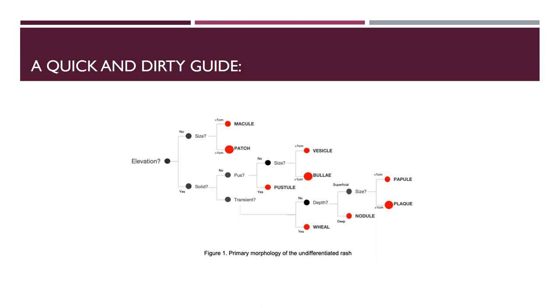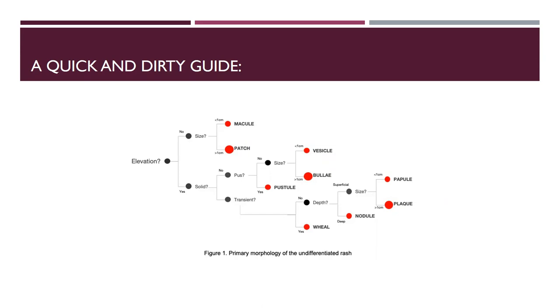If it's not flat, then it is presumably elevated, in which case you then ask, is it solid or not? If it is solid, you talk about depth. So if it is solid and superficial, it can be either a papule or a plaque, depending on how deep it is. If it is solid and deep, it's a nodule. If it comes and goes, it's a wheal.